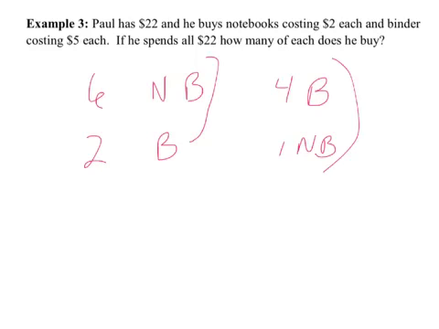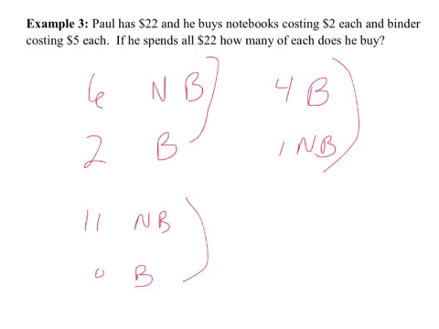Well, binders are $5 each. That's $20. And notebooks $2. That's $22. What else? He buys all notebooks. Yeah, he buys 11 notebooks and no binders. So how many answers am I going to get for this problem? I'm going to get 3 of them, right?